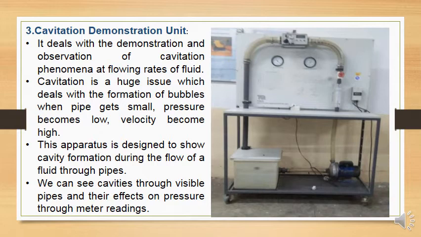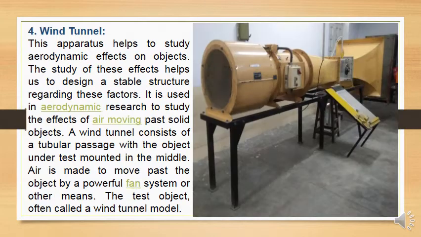If water is running through a pipe and its cross-sectional area is reduced, then bubbles are formed within that particular fluid, and at the end it creates energy losses. This apparatus is designed to show the cavity formation during the flow of a fluid through pipes. We can see the cavities through visible pipes and their effects on pressure through the meter reading. Similarly, by using this apparatus, you are also going to determine the loss theoretically and by using this cavitation demonstration unit, and you will compare the values.